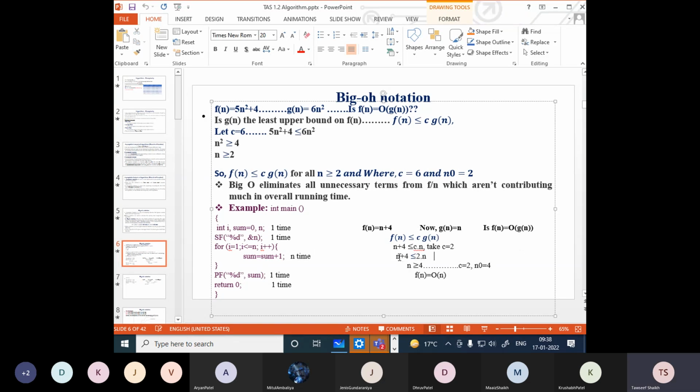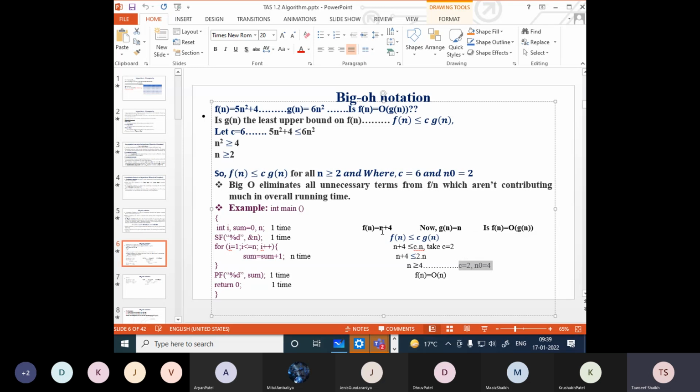Why? Because if we put n is equal to 1 here, it will be 1 plus 4, that is 5, less than or equal to 2 into n, in place of n comes 1, that is 2. But that is not less than, that is greater than. So it will be true only when we put n greater than or equal to 4. And that n becomes our n0 value. So c will be 2, n0 will be 4. The actual big O notation is to find the values of c and n0. That's what big O is all about.